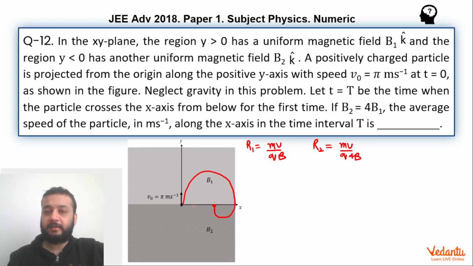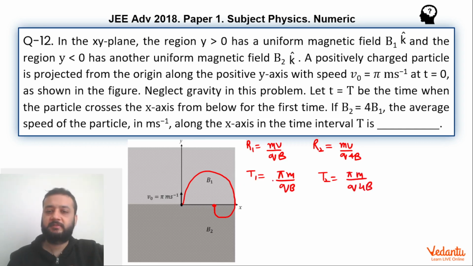Now we have to find the average speed along the x-axis. So here comes the catch. First we'll find the time. The time in the top half, t1, will be 2 pi m by qB, but the 2 will not be there because we are talking about half a circle, so t1 is pi m by qB. Similarly, if you find t2, you are going to get pi m by q into 4B.